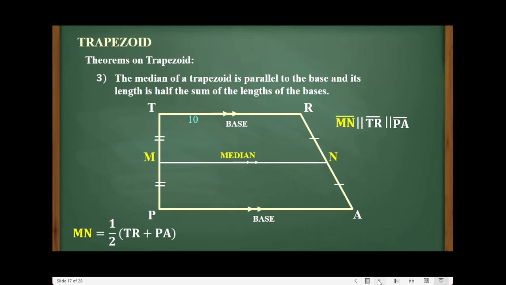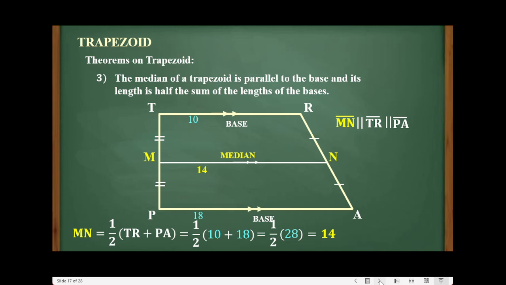Now, suppose segment TR has a length of 10 and segment PA has a length of 18. Therefore, we can compute the length of segment MN using this formula, by simply plugging in the lengths of these two segments. So, MN will now be equal to 14. Substituting the value of TR, which is 10, and that of PA, which is 18, and simplifying this resulting expression gives us the length of segment MN, which is equal to 14.